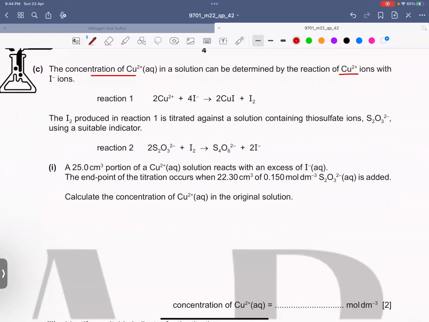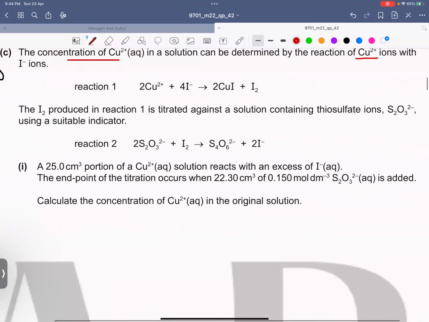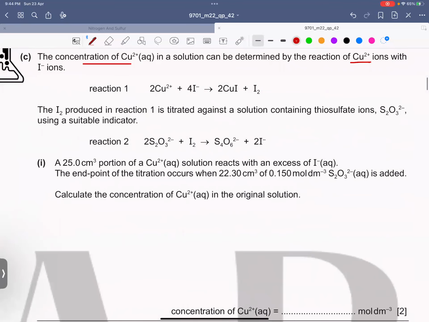Okay. So in this part, the concentration of Cu2+ ion in a solution can be determined by the reaction of Cu2+ ion with the iodide ions. And here we have an equation. The iodine produced in reaction 1 is titrated against the solution containing thiosulfate using a suitable indicator. If you recall, the suitable indicator for iodine and thiosulfate is normally starch. Remember, we always use starch for this kind of titration.